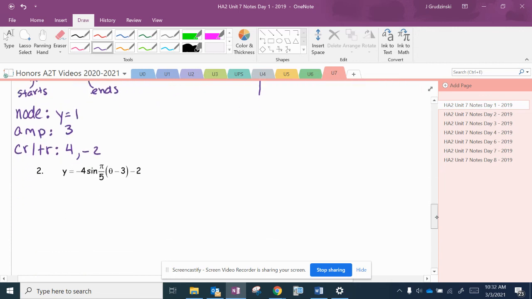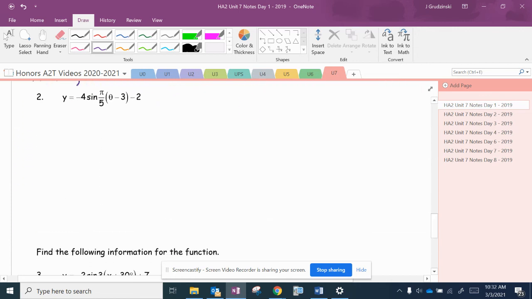So let's look at another one. Let's look at number 2. So we're always going to start by finding where the one cycle lives. So we're going to use that inequality. Now in this problem, we've got 2 pi again. So first thing I need to do is multiply by 5 over pi.